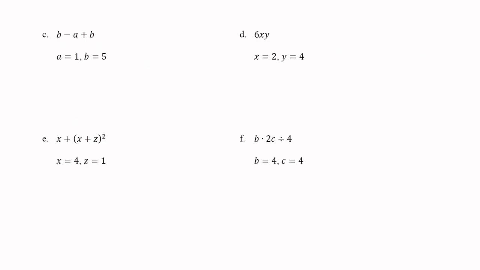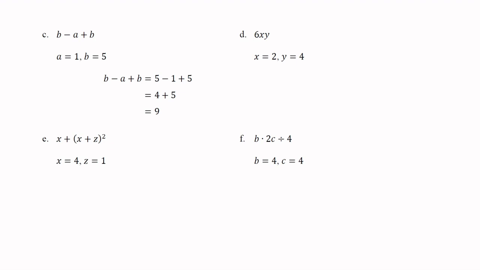All right, 4 more examples for you. In C, A is 1 and B is 5. So everywhere there's an A, we're going to put 1. Everywhere there's a B, we're going to put a 5. We're just substituting in the numbers for the letters. Now we're just going to add and subtract left to right. 5 minus 1 is 4, and 4 plus 5 gives us 9.